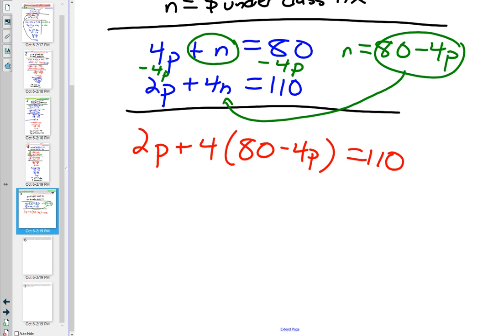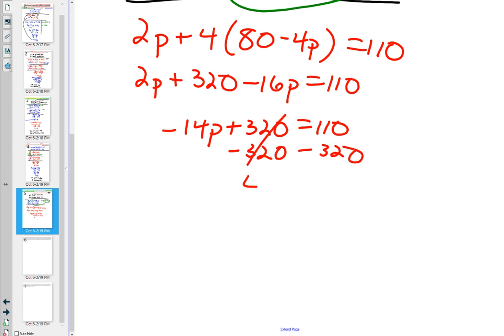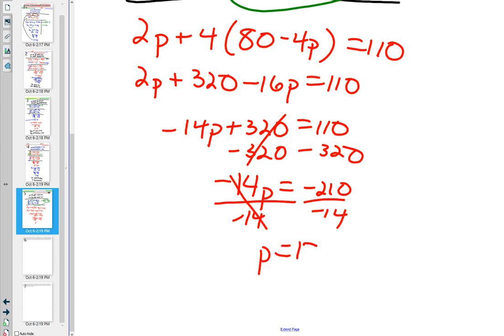And then how many variables do you need? How many variables? No, there's only one. There's only the P's. That's good. So 2P plus 320 minus 16P is equal to 110. I combine, so negative 14P plus 320 is equal to 110 minus 320. Negative 14P is equal to negative 210. And I'm not that smart. Last period I did this, so I already know it's going to give me 15.